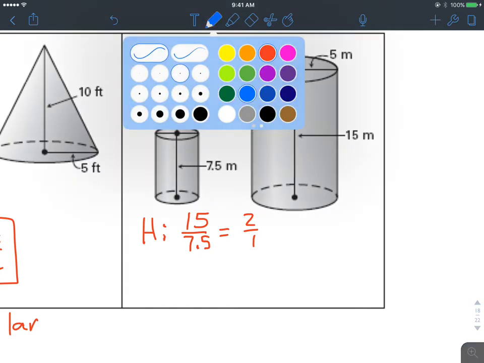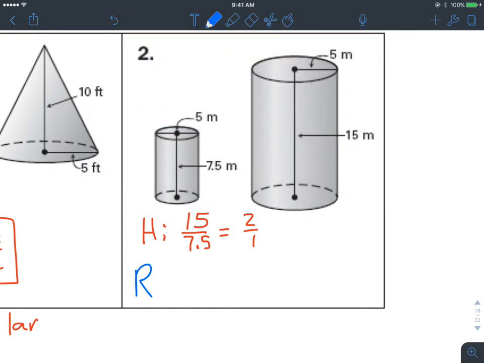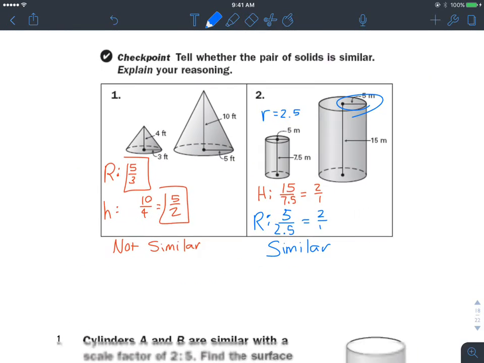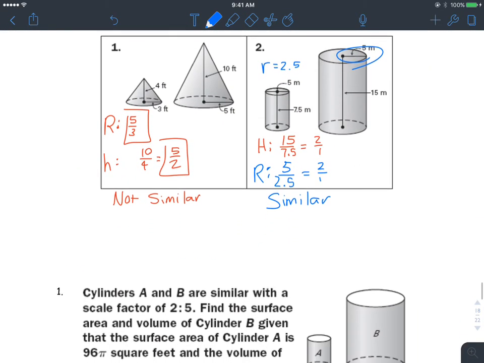Now if I go back and do the radii, you got to be kind of careful here, because a lot of you guys are going to see that 5, but then some of you guys are going to put 5 over 5. And you got to pay attention. This one here on the smaller one, they give us the diameter, so we need to take half of the diameter, so that would be 2.5. And then that would also reduce to 2 over 1. So these cylinders are going to be similar. That's all you do there on that one.